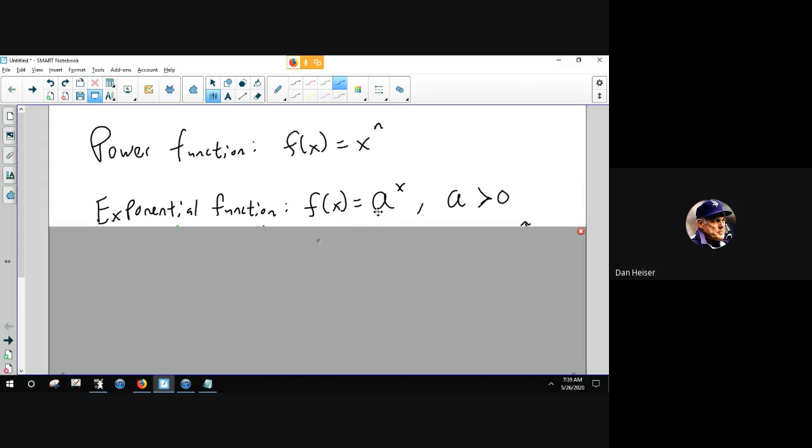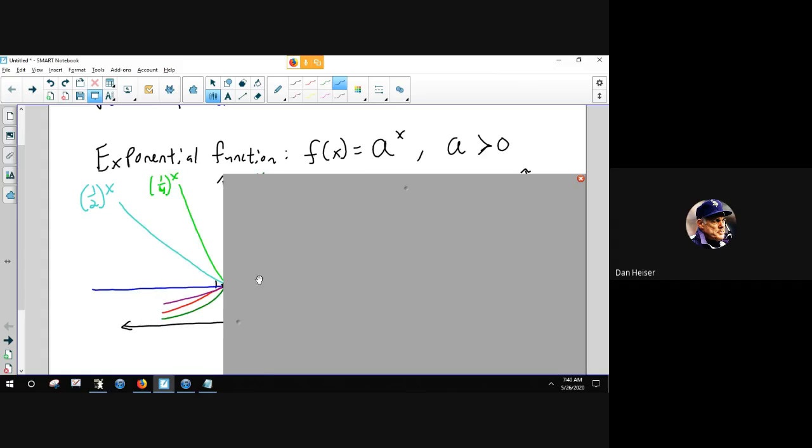For exponential functions, we don't consider the base to be a negative number or 0. The base must be some positive number. It does not have to be a whole number, though. We could have 1/2 to the x. We could have the square root of 2 to the x. We can have any positive number to the x power.